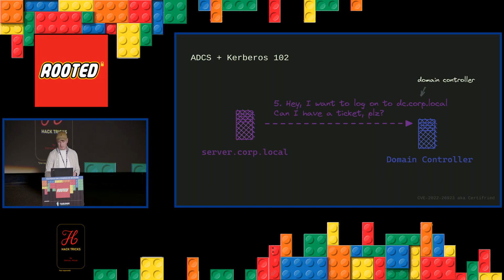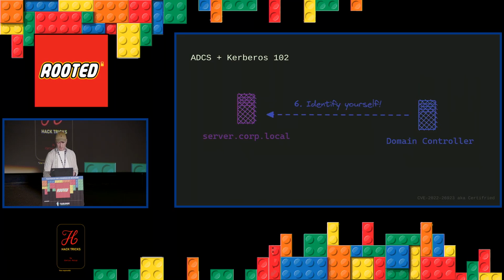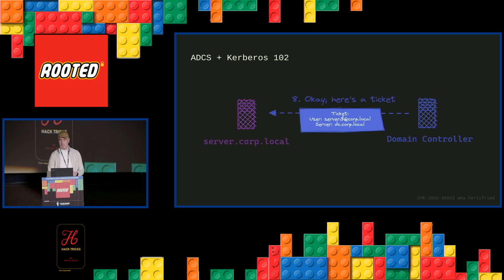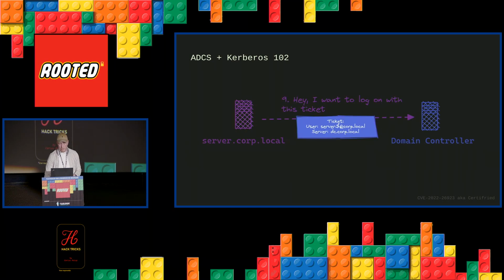Can I have a ticket? It says, identify yourself. Well, I have this certificate with a DNS name saying I am server.corp.local. And everything checks out. You get a ticket for the user server$@corp.local to the server dc.corp.local. And finally, we can present the ticket as authentication to the domain controller.